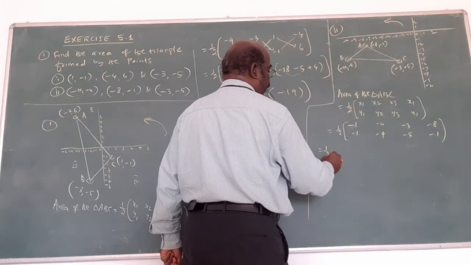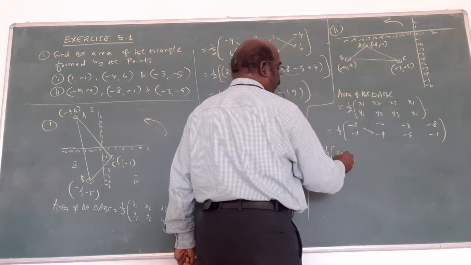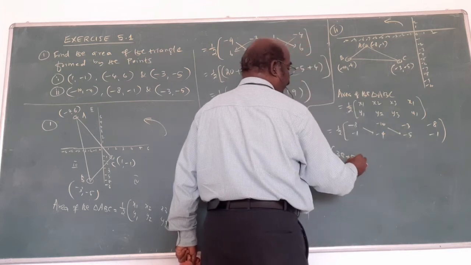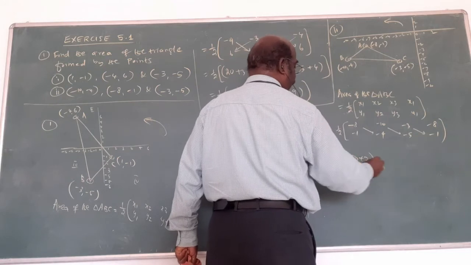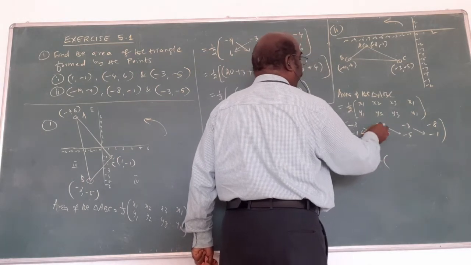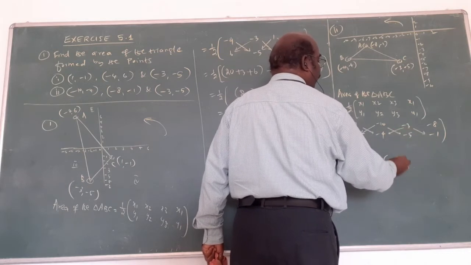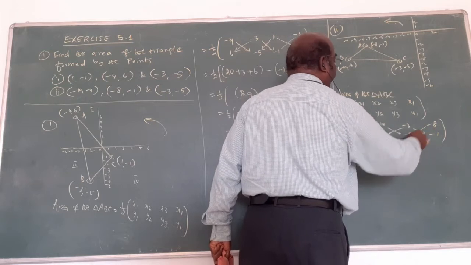Now 1 by 2, cross multiply: minus and plus, 8 by 4, 10. Minus and plus, 10 by 5. Minus and plus 3. Again minus and plus 10 by 10. Minus and plus 3 by 4, 12. Minus and plus 8 by 1.